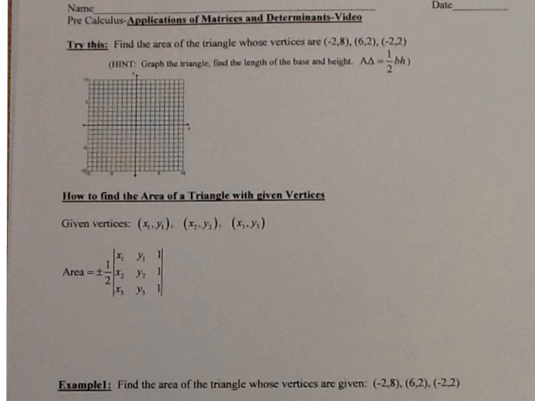All right, so it says to find the area of the triangle whose vertices are negative 2, 8, 6, 2, and negative 2, 2. So the first thing you want to do is to plot the points. So we have negative 2, 8, and 6, 2, and negative 2, 2.